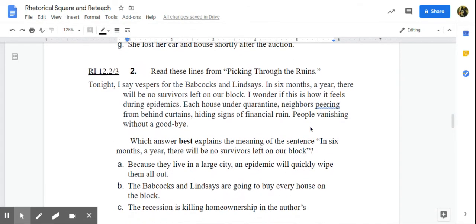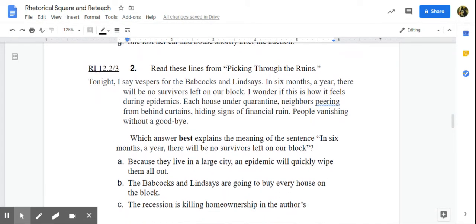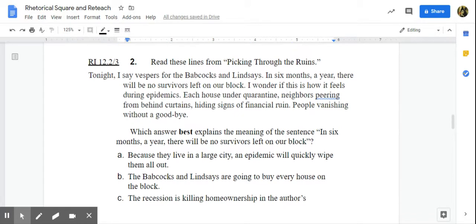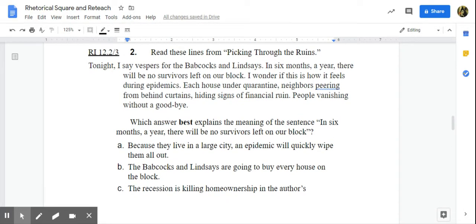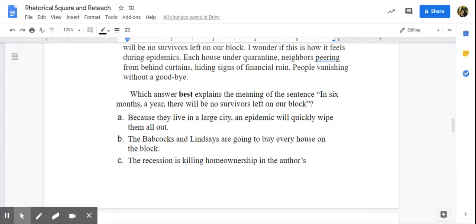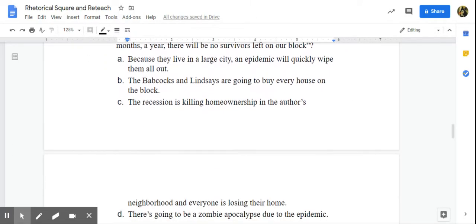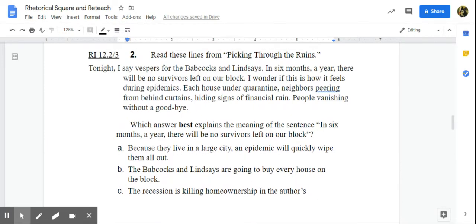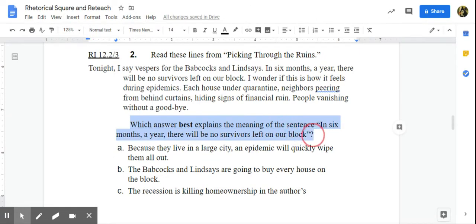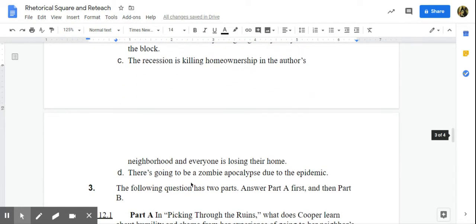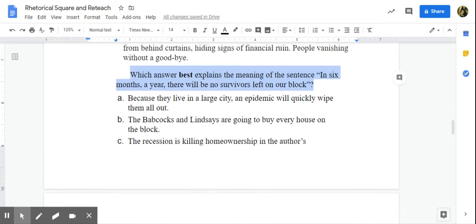For this one, you're going to read the quote and then answer which answer best explains the meaning of the sentence: "In 6 months a year, there will be no survivors left on our block." So, you need to look at these questions and figure out which one best explains this part right here. Which answer best explains the meaning of this sentence? So you're not looking at this as a whole, you're looking at this particular sentence. Which one of these answers best supports that?